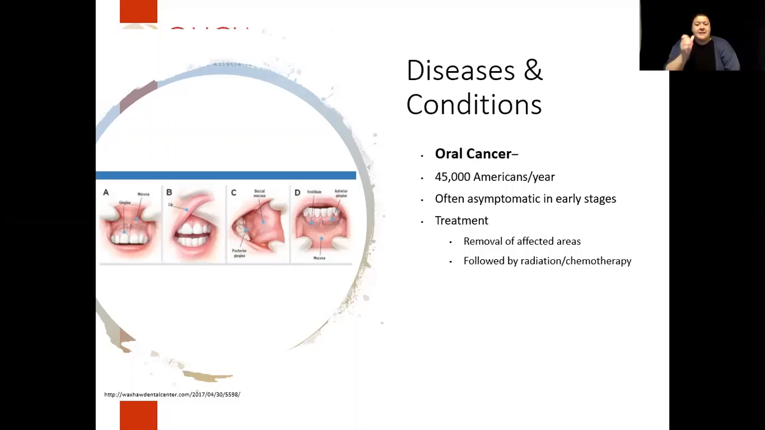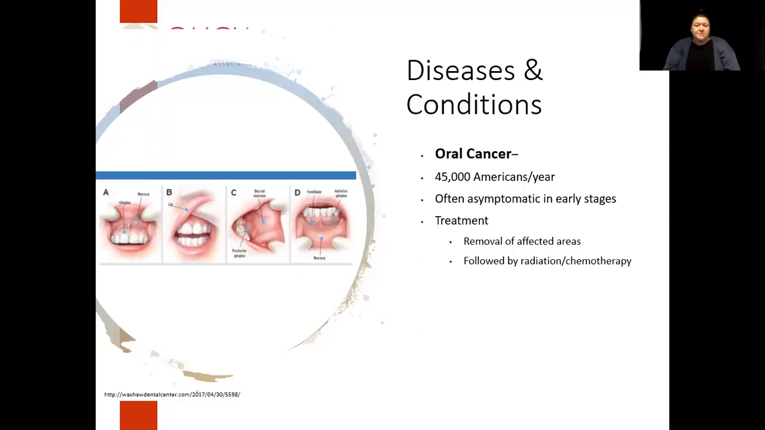Another disease would be oral cancer. Actually, 45,000 Americans per year get oral cancer. Don't smoke, don't chew tobacco. This will help to ameliorate your risk of developing that.